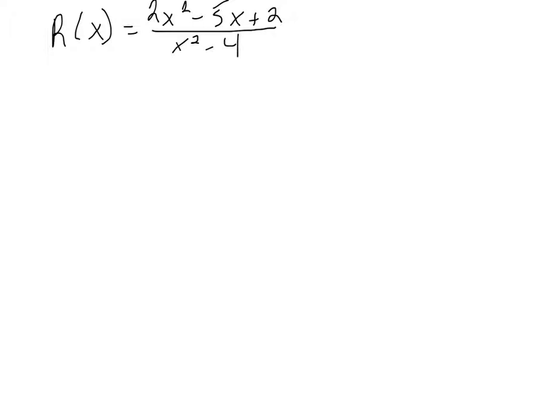We should get some more practice with this because rational functions are weird. And so let's look at this next one. We have r of x equals 2x squared minus 5x plus 2 all over x squared minus 4. So as before, go ahead and analyze this. Just go ahead and analyze that one as you have in the past.